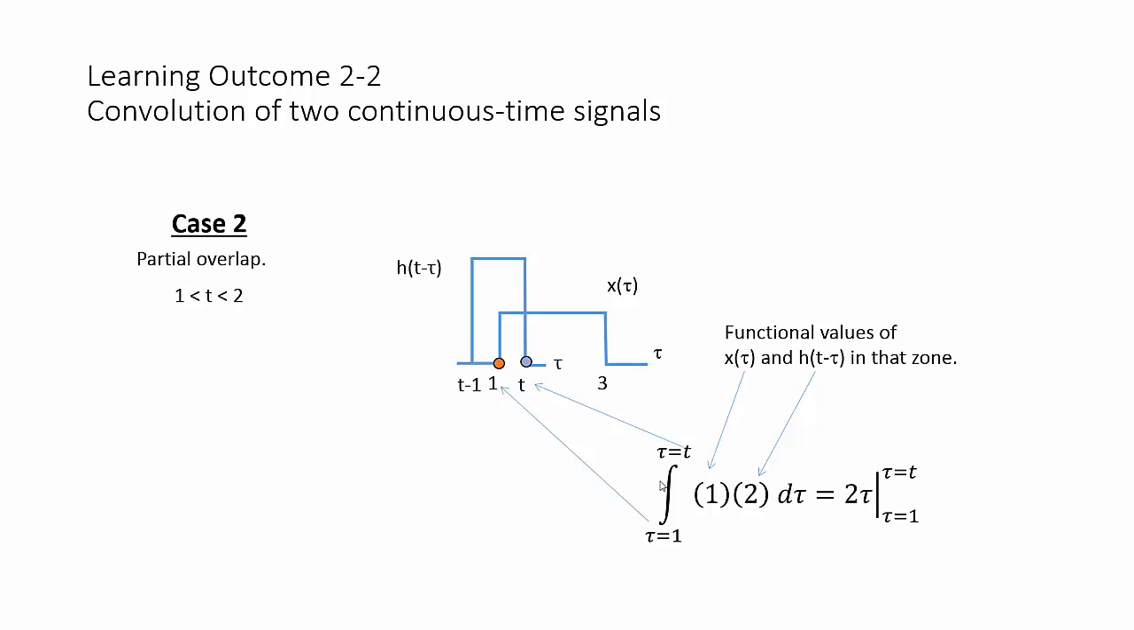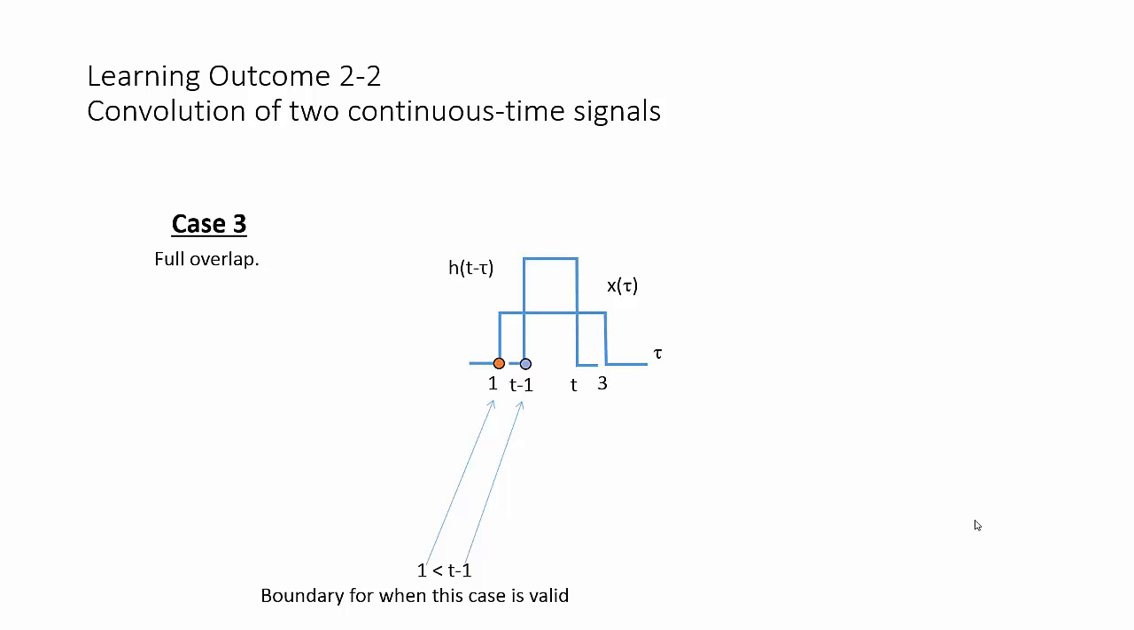When we do the integration, we get 2 tau. We can then substitute our values in: 2t minus 2. Notice that this is our y of t, which is a function of t. We at least know there's a chance we did it right. If you have any taus in your output, you know you did it wrong.